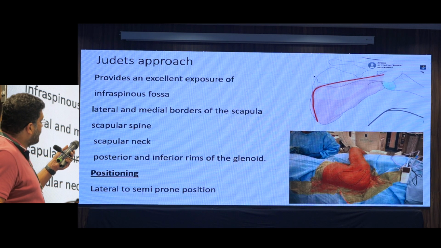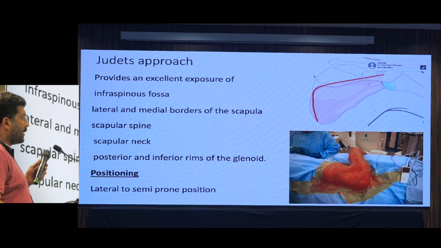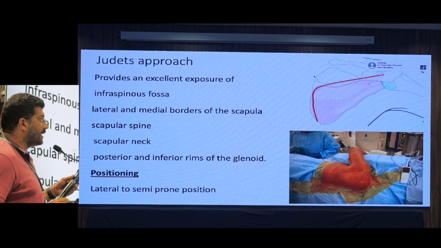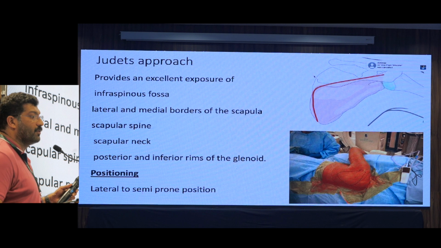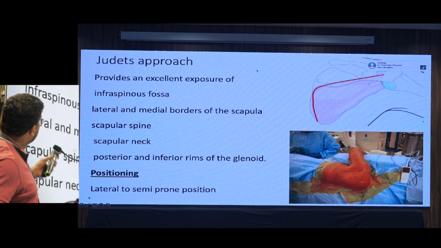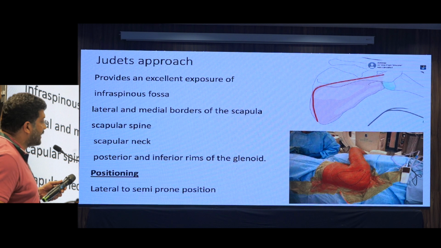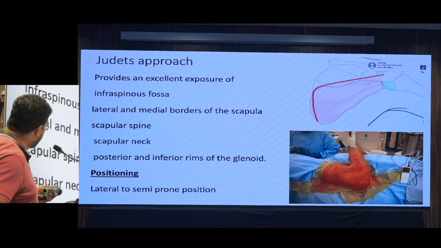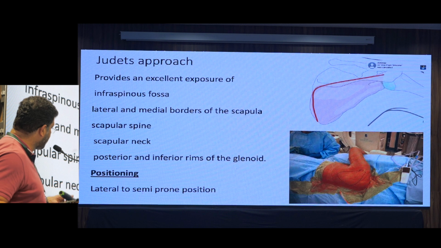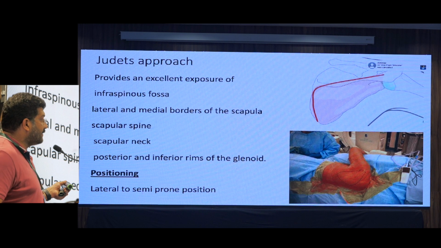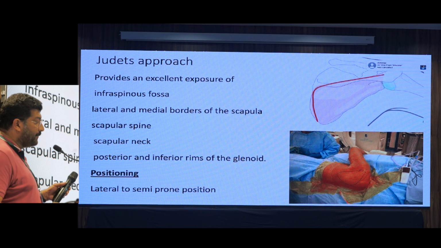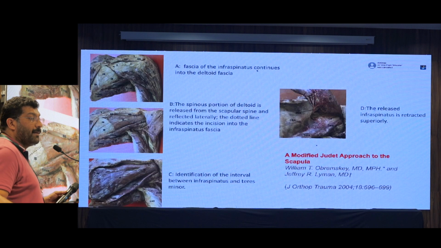the incision is almost a boomerang-like type of incision. The main part is the skin and the subcutaneous tissue should be elevated together. Otherwise, the whole thing can go for necrosis. You can have the whole infraspinatus fossa exposed, the lateral and the medial borders of the scapula, scapular spine, scapular neck, posterior and inferior arms of the glenoid. Position is lateral or semi-prone. This is an approach through which you can see the whole posterior aspect, dorsal aspect of the scapular body.